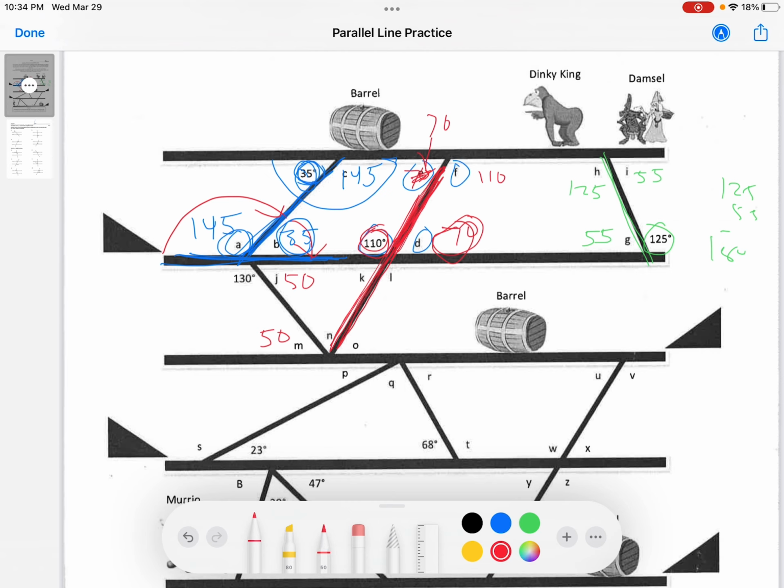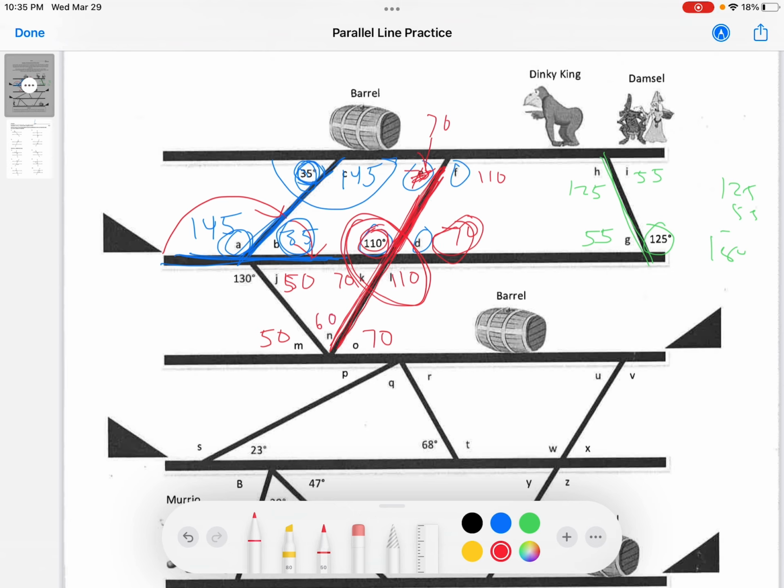Okay, so now if this is 110, then that means this has to be 110 because these are vertical angles. See those guys? Those are vertical angles. So 110 goes there. If 110 goes there, then 70 goes there. And if 110 goes there, then 70 has to go there. And now I got a 50, a 70, 120, so that's a 60.